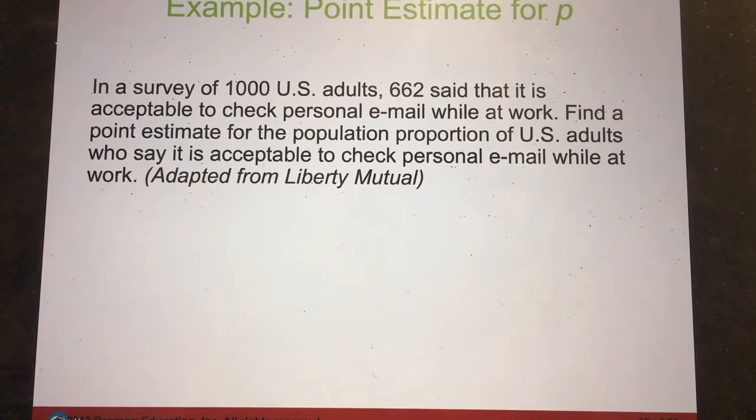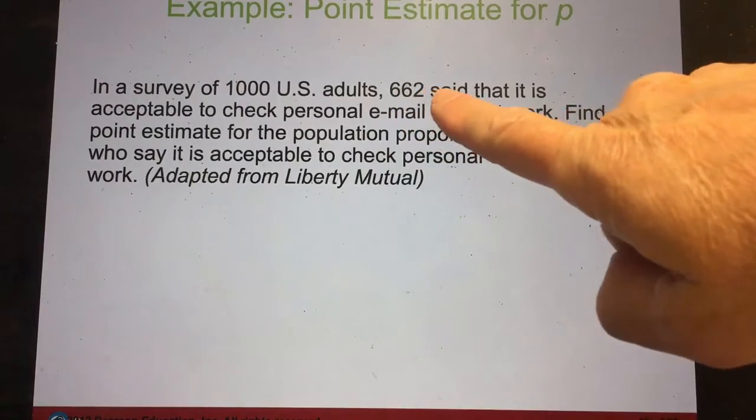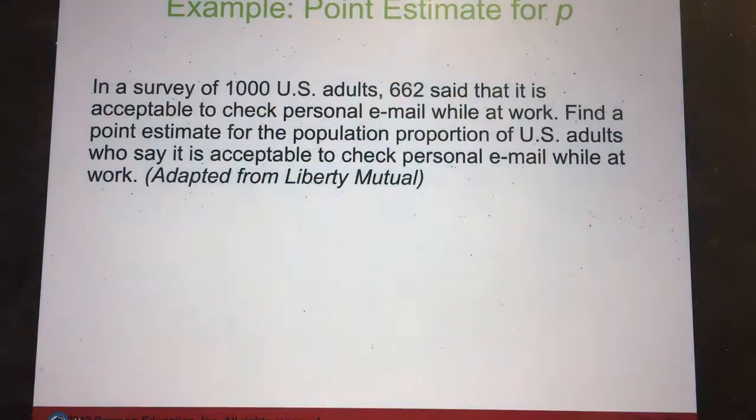Okay, in a survey of 1,000 U.S. adults, 662 said that it was acceptable to check personal email while at work. Find a point estimate for the population proportion of U.S. adults who say it is acceptable to check personal email while at work. Okay, so they're giving us 662 out of 1,000. So what is our point estimate?